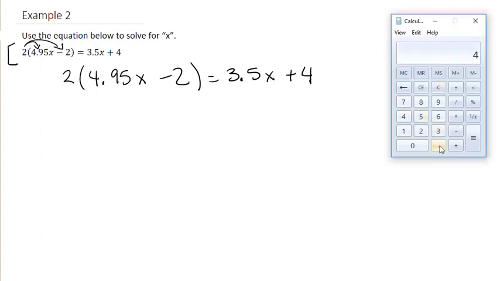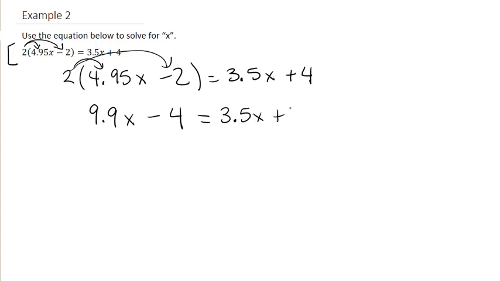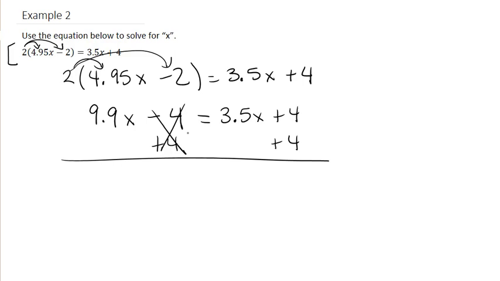So we have 4.95, and we're going to multiply it by 2. So we get 9.9x on this first term by multiplying it here. Then we're going to multiply this 2 times this negative 2. So that's equal to negative 4, which is equal to 3.5x plus 4. Then let's go ahead and get the 4 out of there on the left hand side.